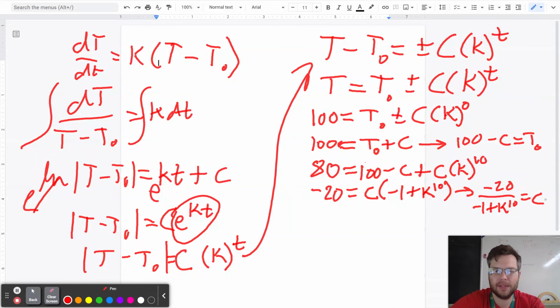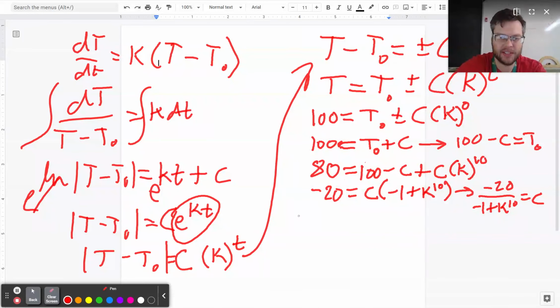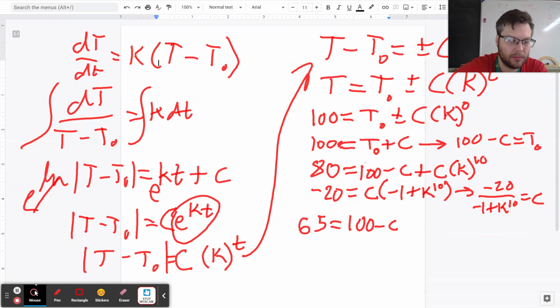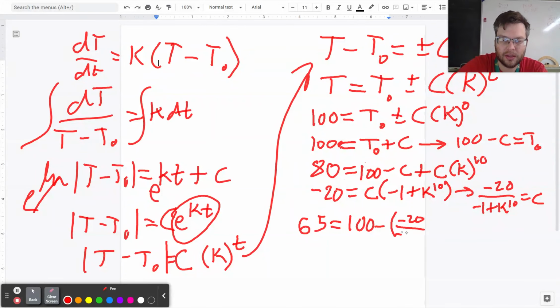And then my last piece of information they gave us is that it's 65 degrees after another 10 minutes. Just make sure you're keeping track that that's another 10 minutes. So we're going to plug in 20. And I'm not going to write the letter C. I'm going to write what I just solved for: I solved for C in terms of K. So I'm subtracting negative 20 over negative 1 plus K to the 10th.